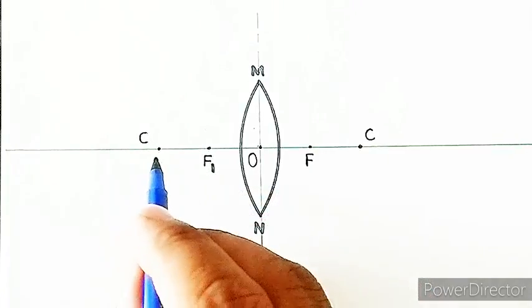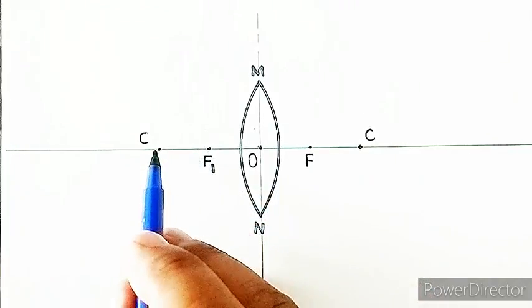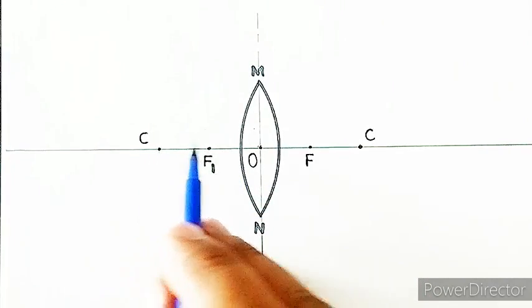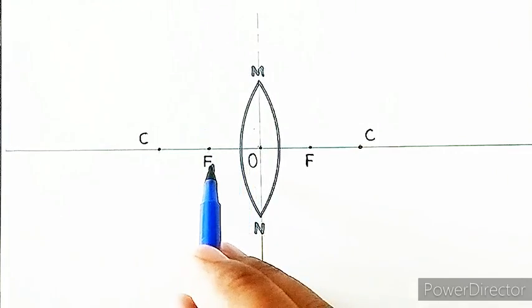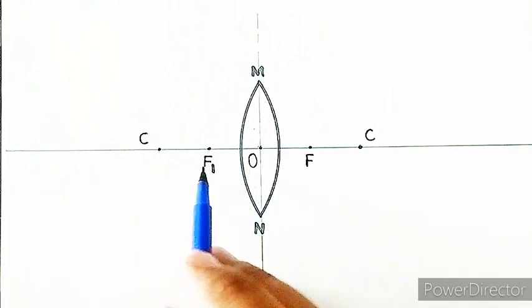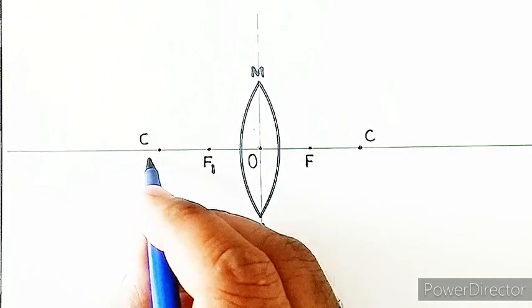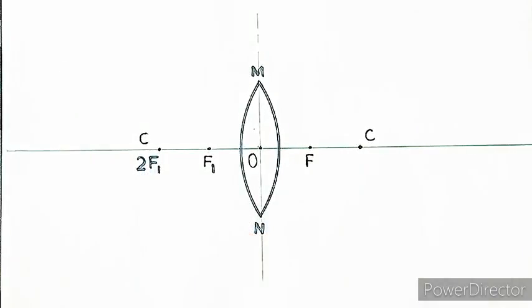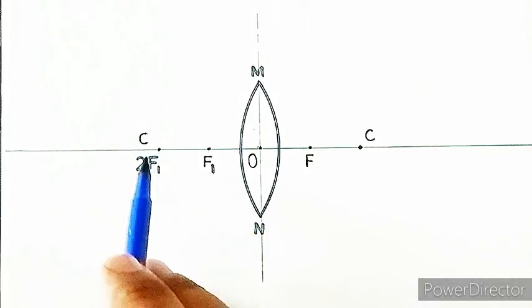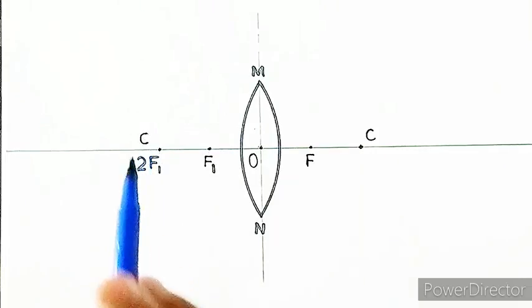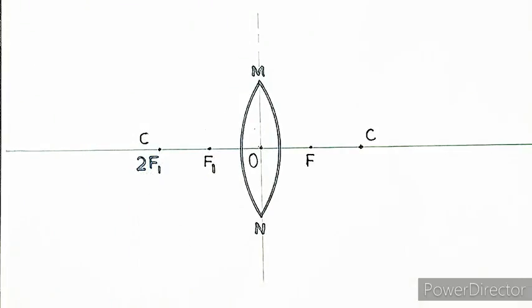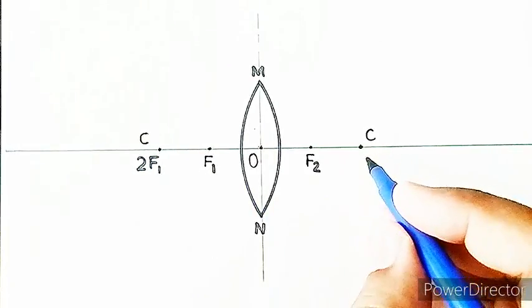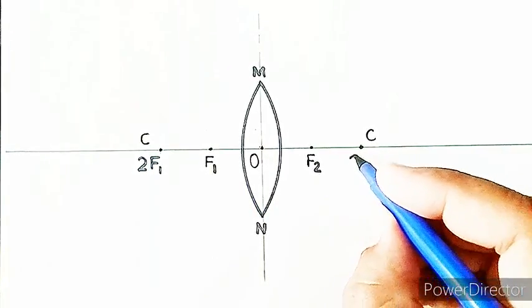Since this is on the same side of the lens, we mark it as f1, and we know that the radius of curvature is twice the focal length. R is equal to 2f. So instead of C, we will mark this as 2f1. Okay, this is f1 and this is 2f1. Actually it is C, so no need to write C. We'll consider this as 2f1. So if this is f1, this one will be f2, and the C will be 2f2.